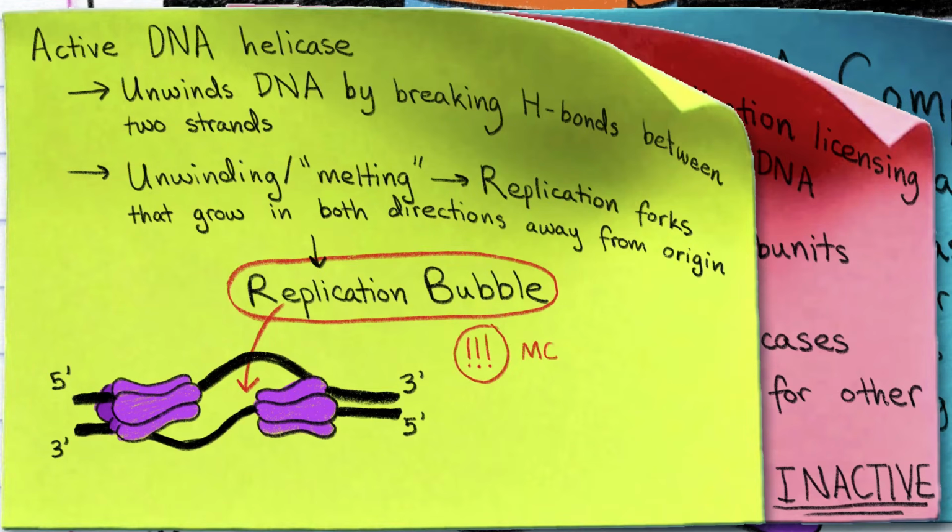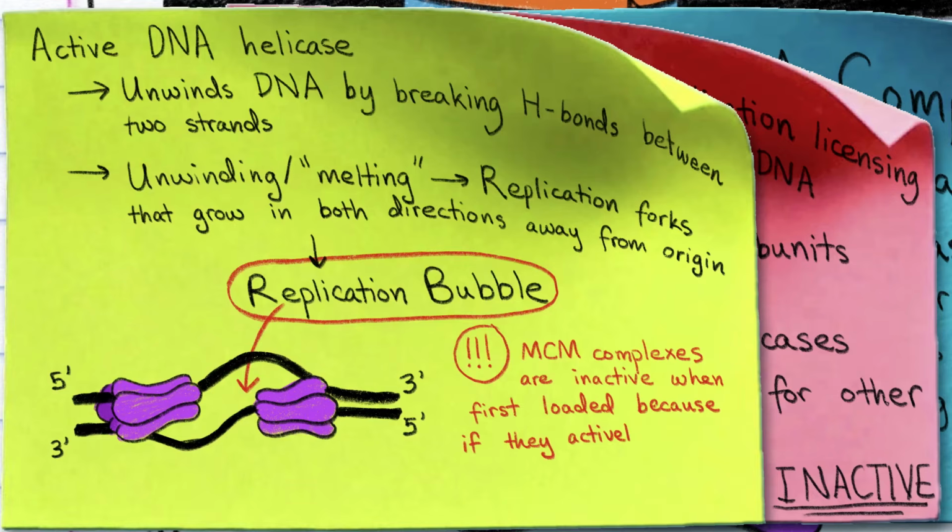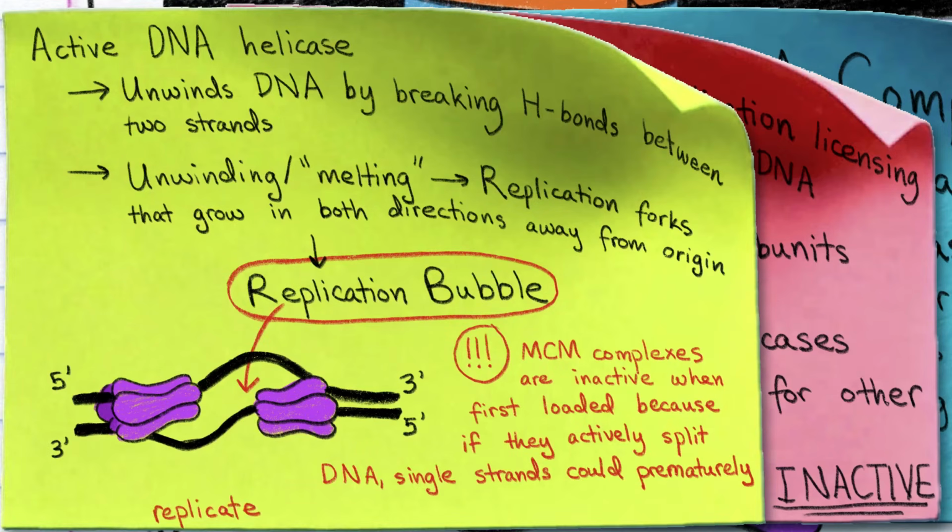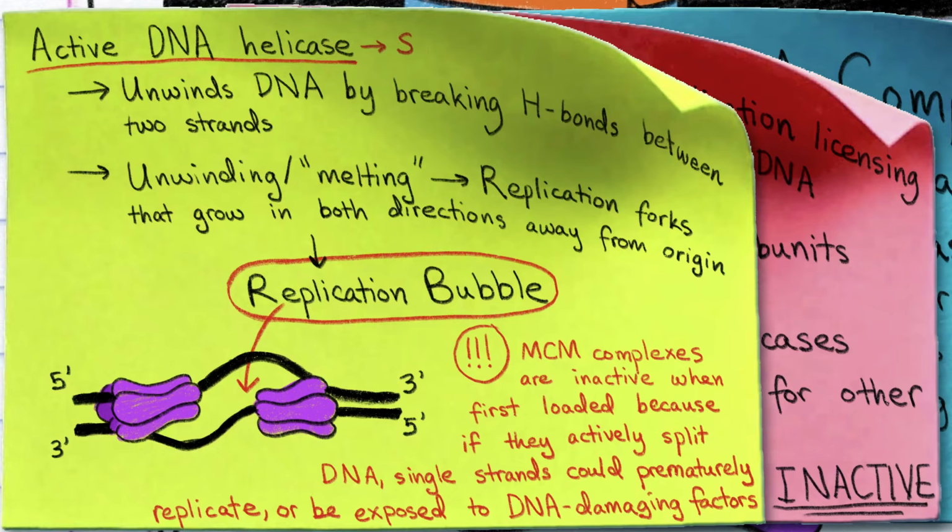However, it is important that the MCM complexes are still inactive when first loaded onto the double-stranded DNA. If they did actively split the DNA into 2 single strands, then the single strands might prematurely replicate, or be exposed to DNA-damaging factors. DNA helicase is activated only once the cell enters S phase.